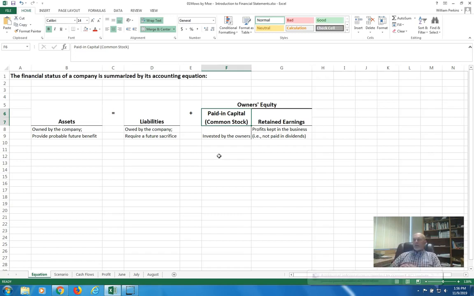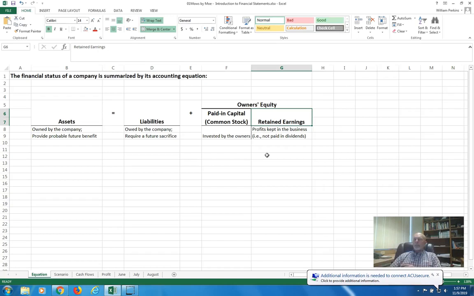And then finally, our ultimate purpose is to make a profit, and once we do make a profit, we can either keep that profit in the company to continue to use that profit to grow, or we can distribute that profit to the owners in the form of dividends. So this last category is called retained earnings, earnings that are retained in the business. That would be the profits that are plowed back into the company to finance growth.